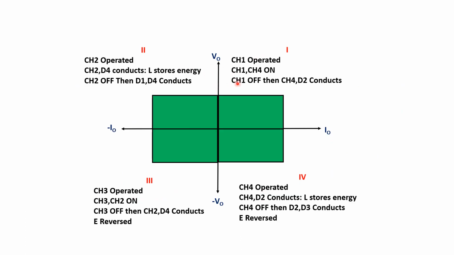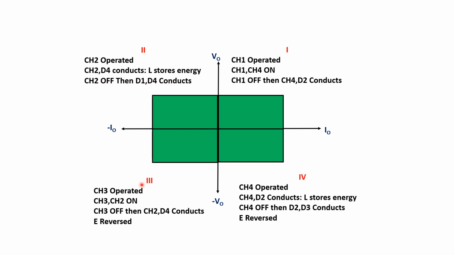The operation of class A chopper is summarized here. In the first quadrant operation, chopper 1 is operated. Chopper 1 and chopper 4 are on, and when chopper 1 is off, chopper 4 and D2 conduct. In the second quadrant operation, chopper 2 is operated and chopper 2 and D4 conduct. During this period, the inductor stores the energy. When chopper 2 is off, D1 and D4 conduct.